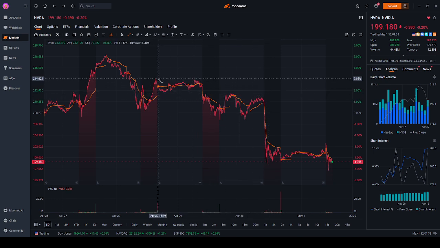To find these levels, zoom out on your chart to get a broader view of the stock's price history. Look for previous highs and lows. You can draw horizontal lines at these points to indicate where the price has reversed direction in the past.